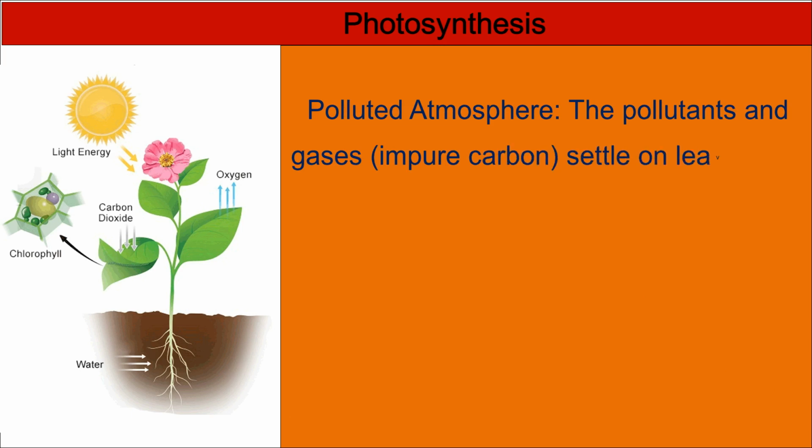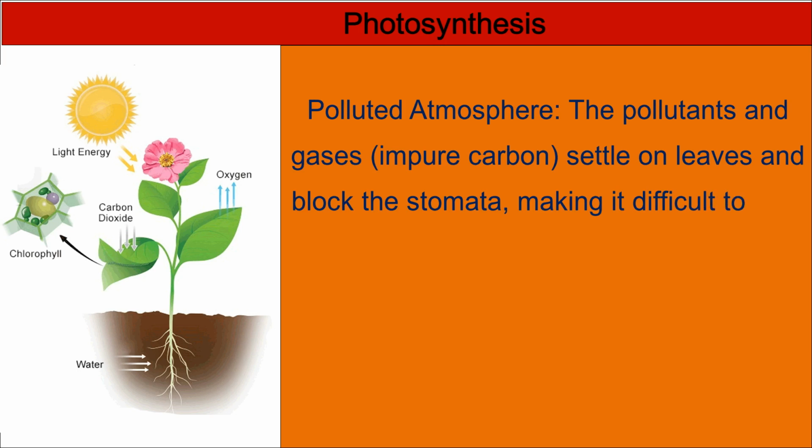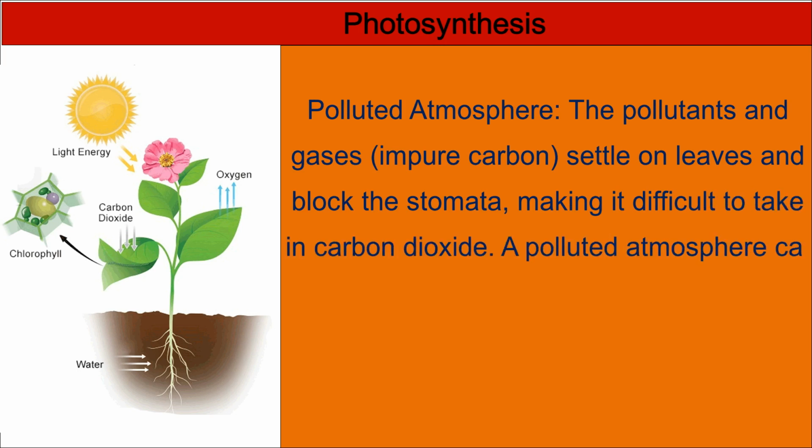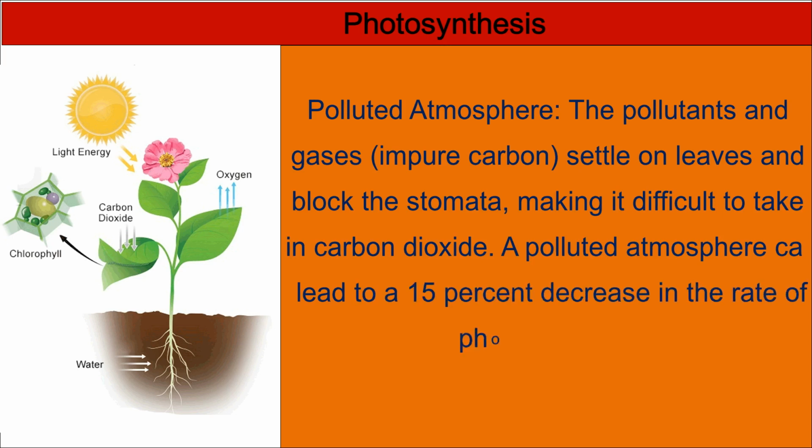Polluted atmosphere. The pollutants and gases, impure carbon, settle on leaves and block the stomata, making it difficult to take in carbon dioxide. A polluted atmosphere can lead to a 15% decrease in the rate of photosynthesis.